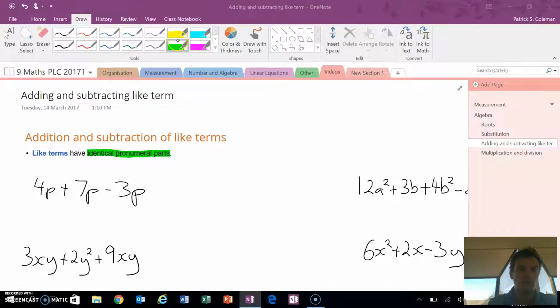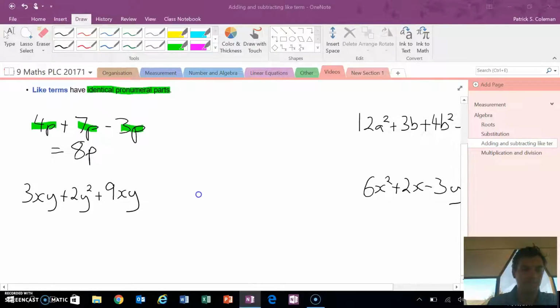Now to start with, every time we get one of these equations, we're going to highlight the like terms. So I'm going to highlight all the terms with just p. We can see they're all actually the same here. So 4p plus 7p is 11p. Minus 3p, we can simplify that to be 8p. Now they're not always going to be that simple, so let's look at another one.